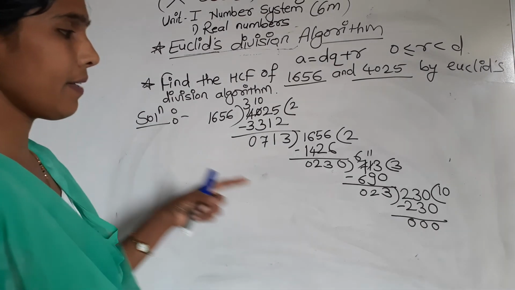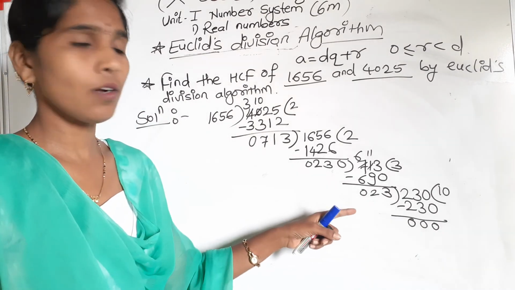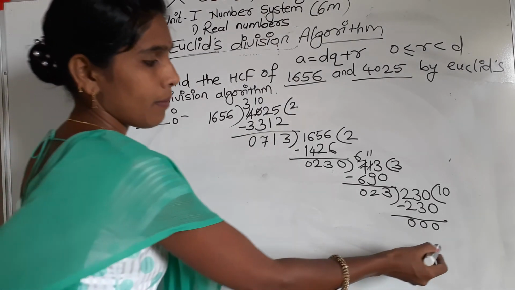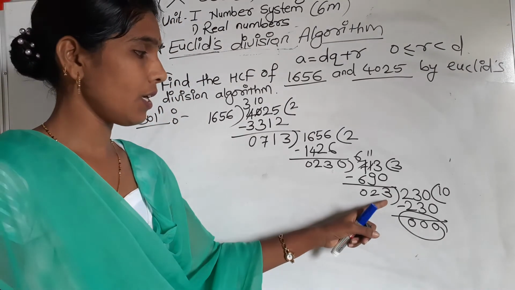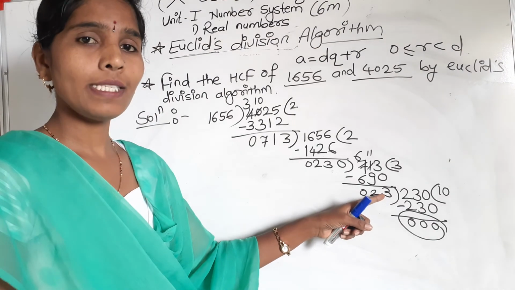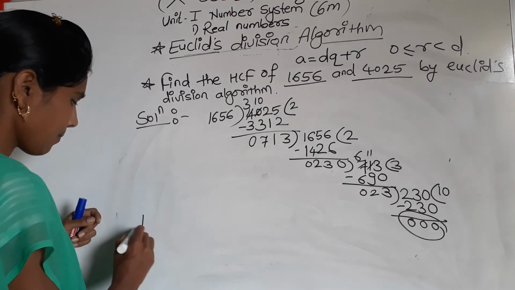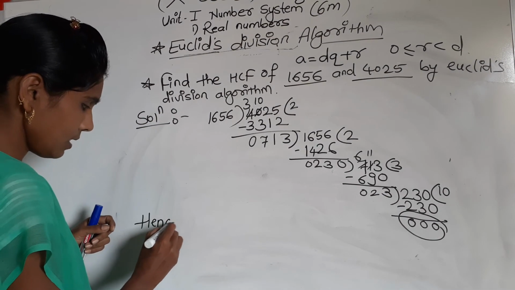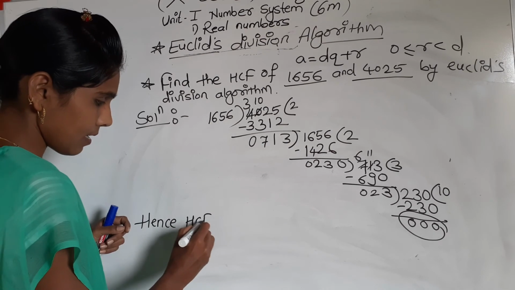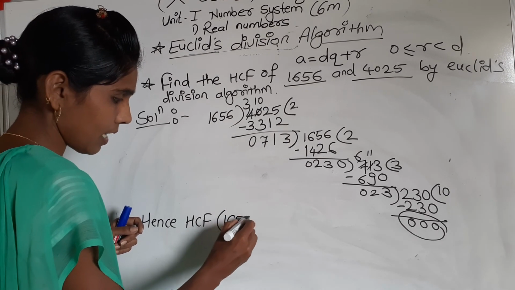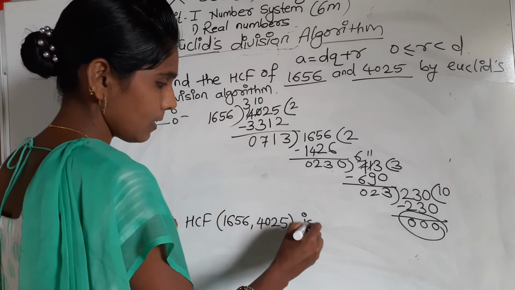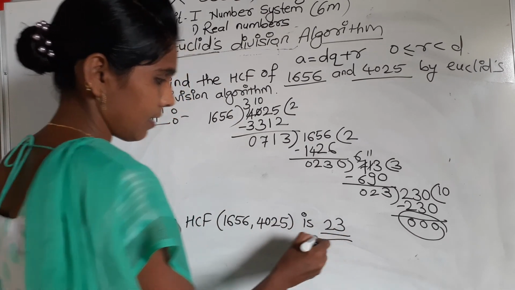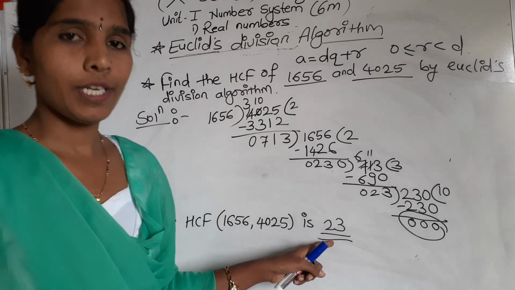Now we have to write the HCF. How to write the HCF of this? Where our remainder is 0, that divisor we have to take as HCF. Hence HCF of 1656 and 4025 is 23. Our HCF is 23.